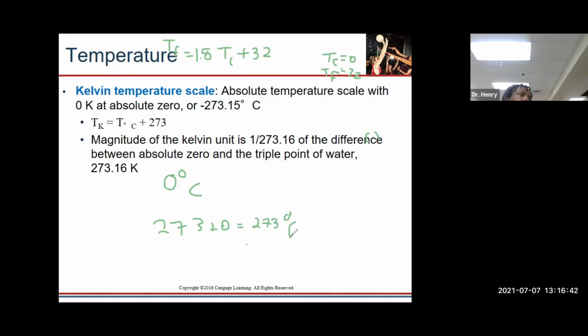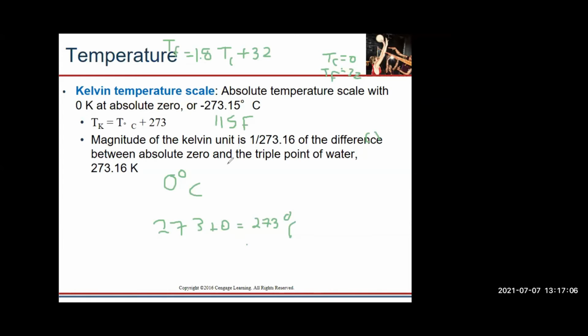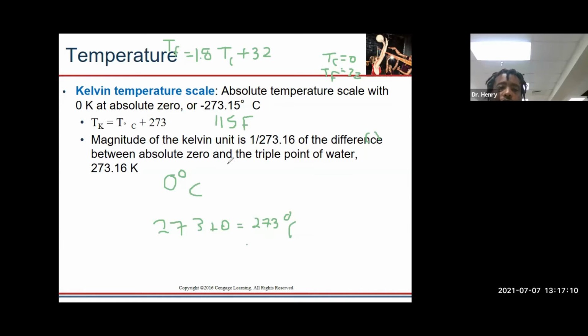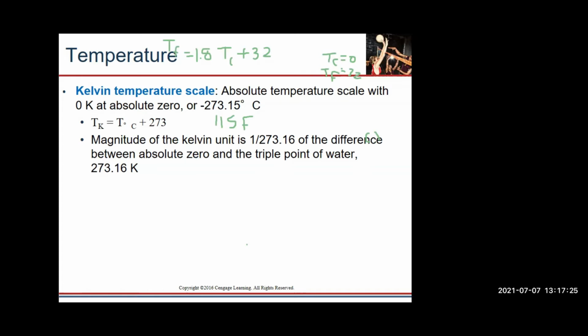Okay, so if it's 115 degrees outside, which is supposed to be today, depending on where you're at, how much is that in Kelvin? 115 Fahrenheit. How would I figure that out? Would you convert it to Celsius first? Okay, the first thing I would do is convert it to Celsius. What is that equation? It's TF minus 32 over 1.8.